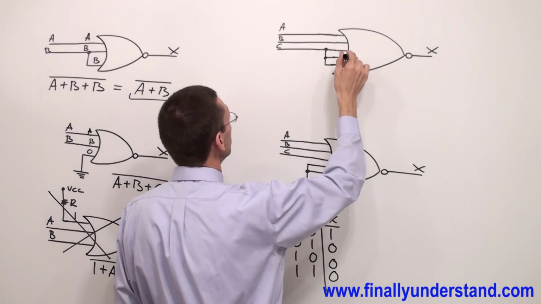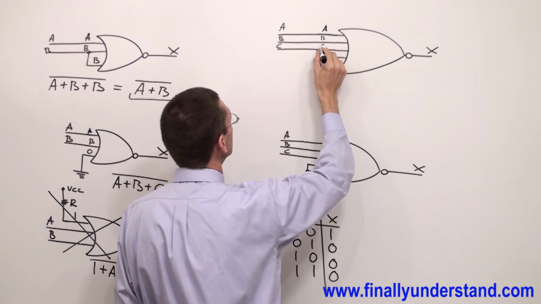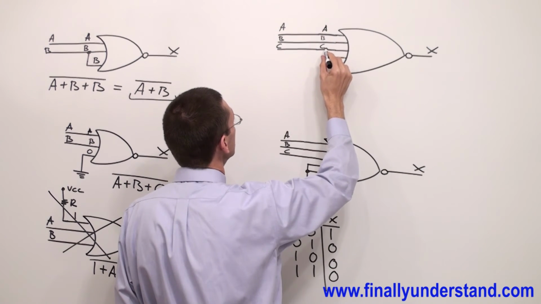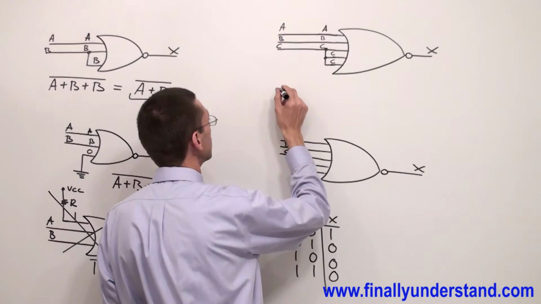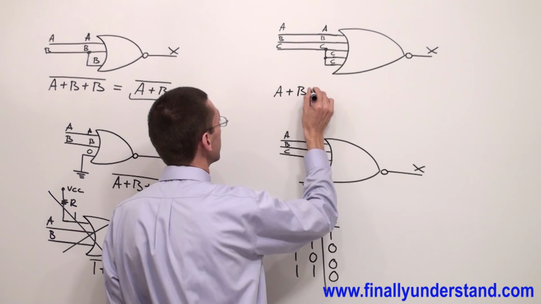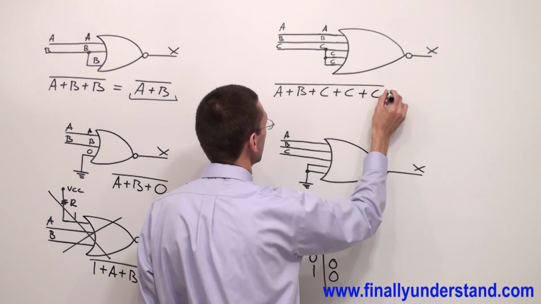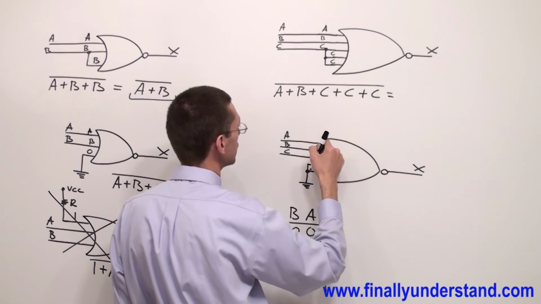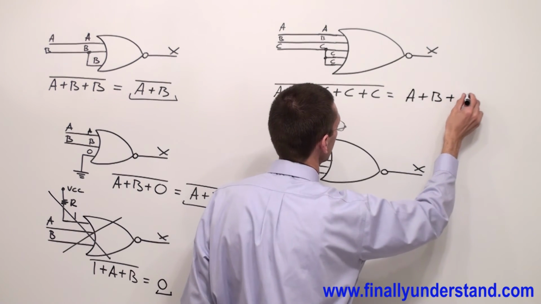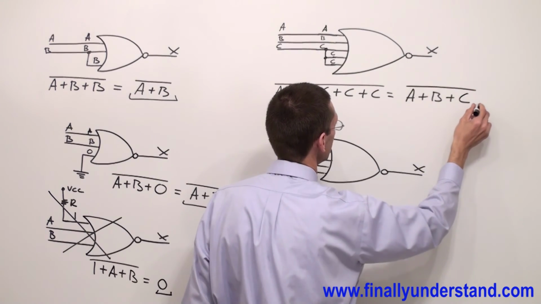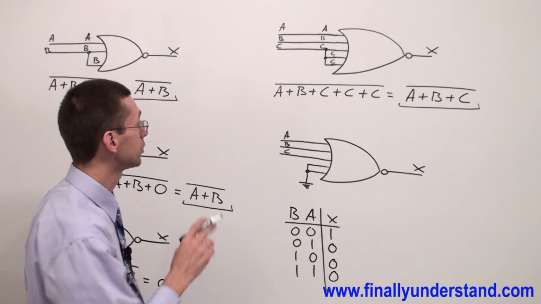We have 5 inputs. First input is receiving A, second input is receiving B, third input is receiving C, fourth input, because it's connected to the third, is receiving C, and fifth is also receiving C. I will have A NOR B NOR C NOR C NOR C. Keep in mind that instead of these three C's, I can write just one, and I have A NOR B NOR C. And this is the logic expression for 3-input NOR gate. So this circuit is correct.